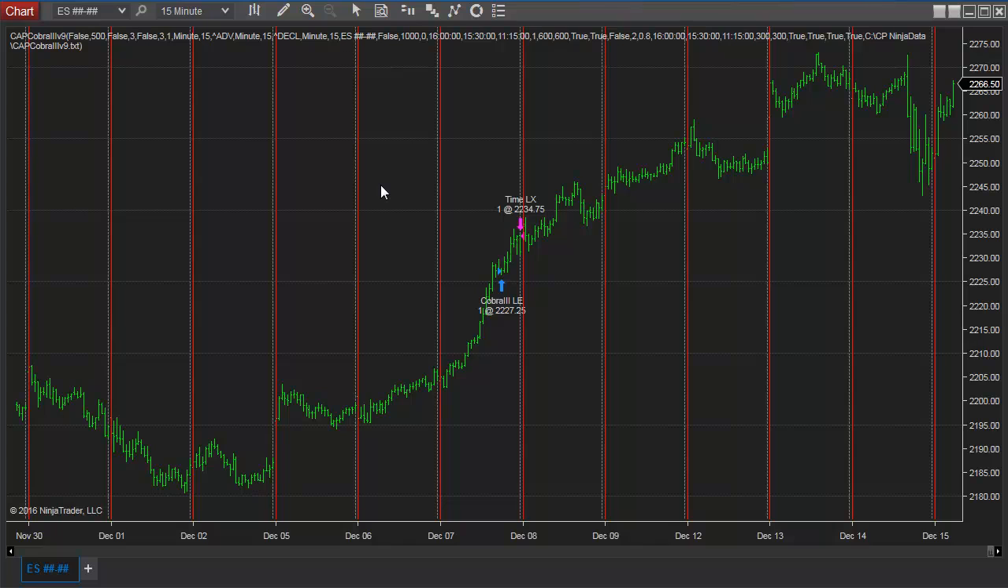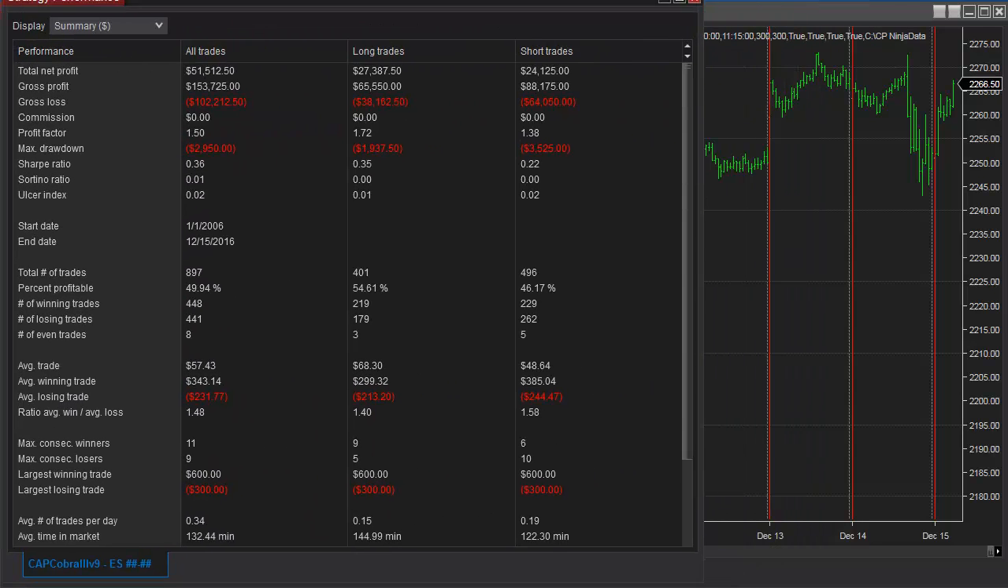I'm in the process of converting my NinjaTrader 7 scripts to NinjaTrader 8. And this process gives me an opportunity to do some deep analysis. I'll take a look at Cobra 3, which trades the stock index futures. Look at the E-mini S&P, look at the report.